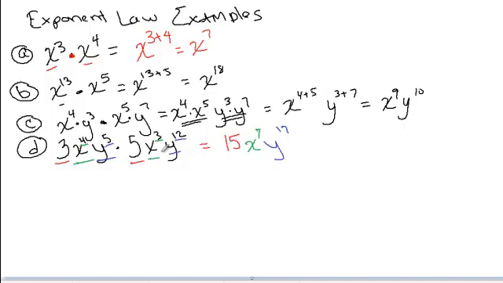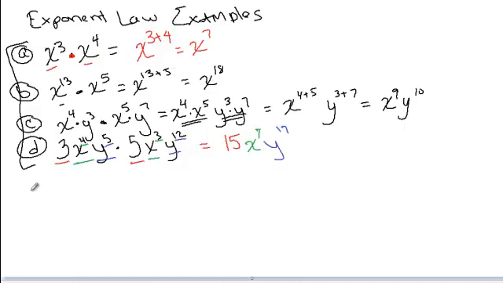The bottom line is that making sure that you're identifying what you're looking at and you're thinking about it, that's what makes it easy. If you're not doing that, you're kind of just guessing. So that said, this is our practice for our multiplication law.